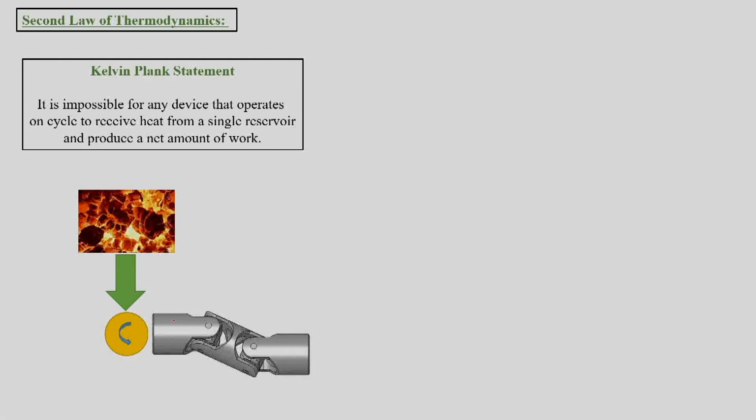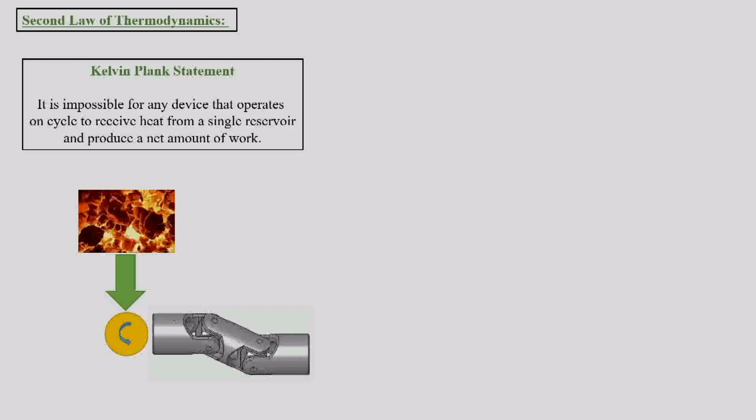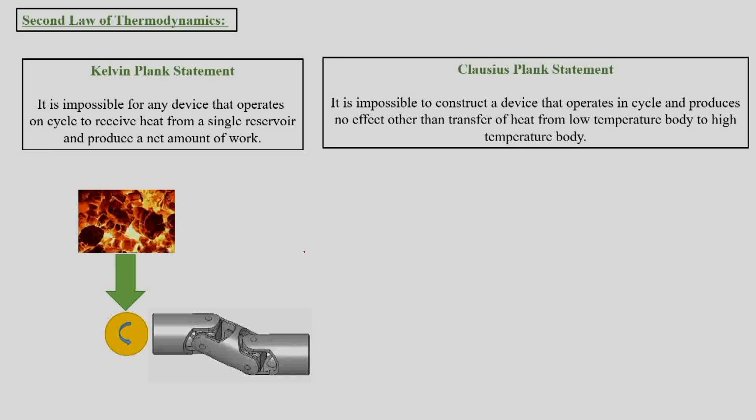In gist, this law states that if you want to work in a cycle and produce some work, then you have to take the heat and also release the heat. You cannot just take the heat and do a complete conversion of heat energy into work; that is not possible. This is the brief discussion of the Kelvin-Planck statement of the second law of thermodynamics.